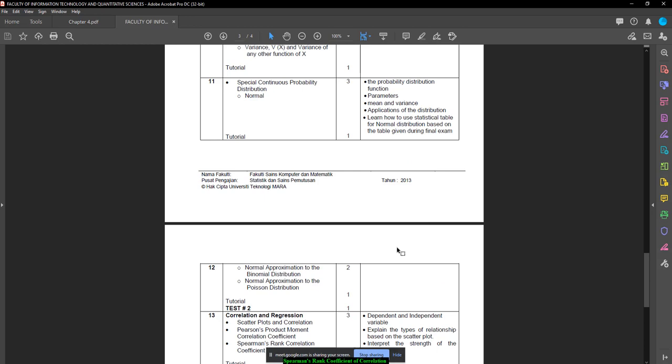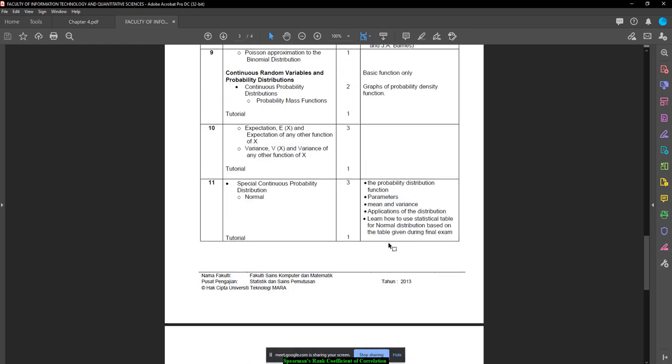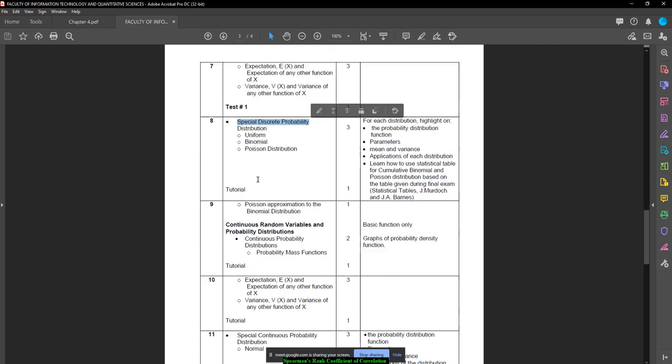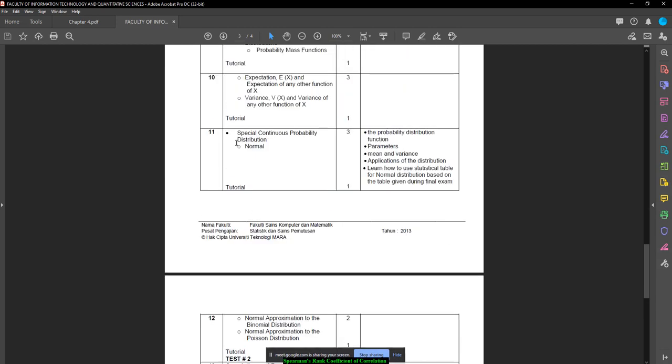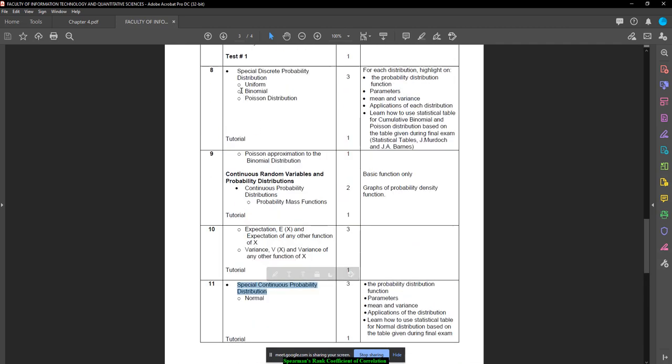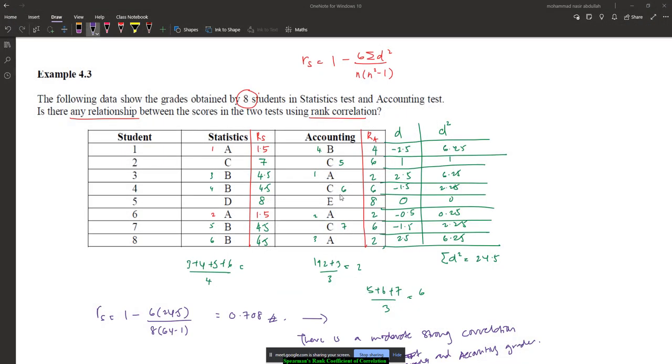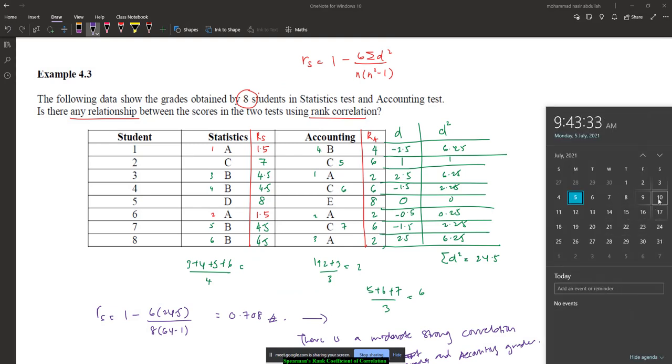So please do expect your test number 2. Your test number 2 will cover from discrete probability distribution until continuous probability distribution. So it covers discrete probability distribution and continuous probability distribution, so two topics only. Your test will be on this Friday, right? Is it? I also don't remember. Oh, this Saturday.